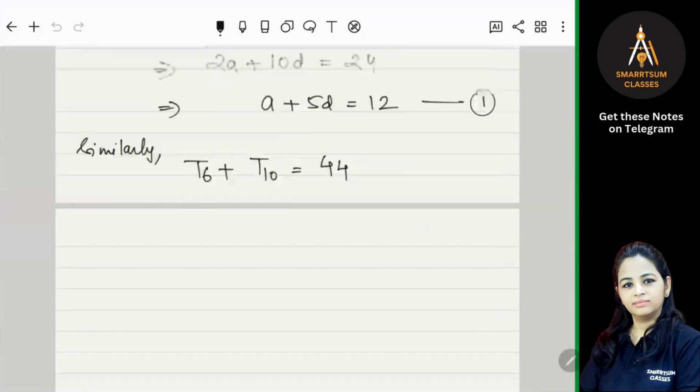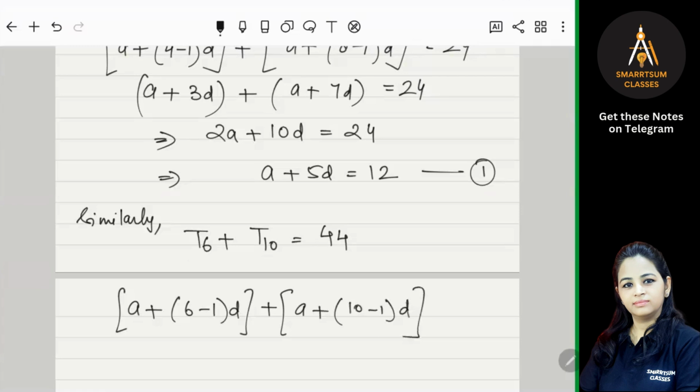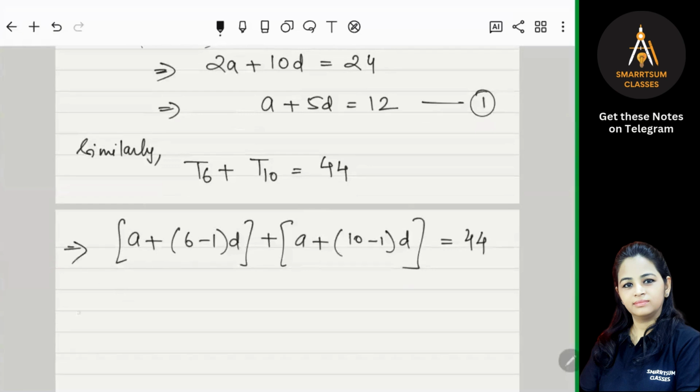Now again using the same thing, because we know the formula of Tn. Putting n equal to 6 and n equal to 10 in Tn, we have a plus (6 minus 1) into d. This is the value of T6. Similarly, a plus (10 minus 1) into d is the value of T10, equals 44. Now solve it. This will become a plus 5d plus a plus 9d equals 44.